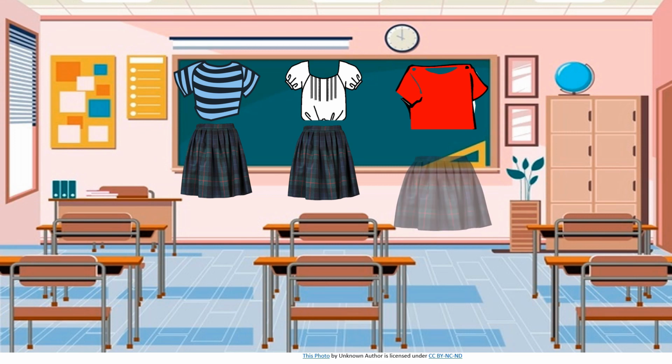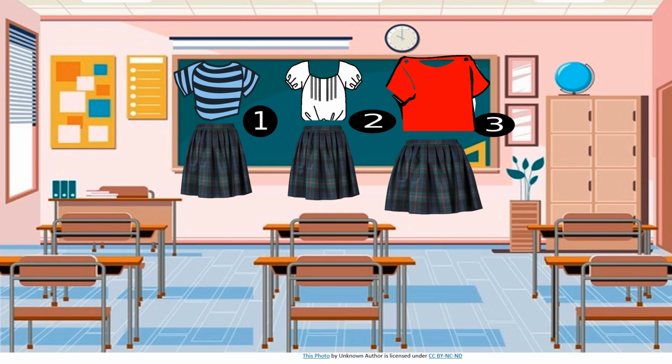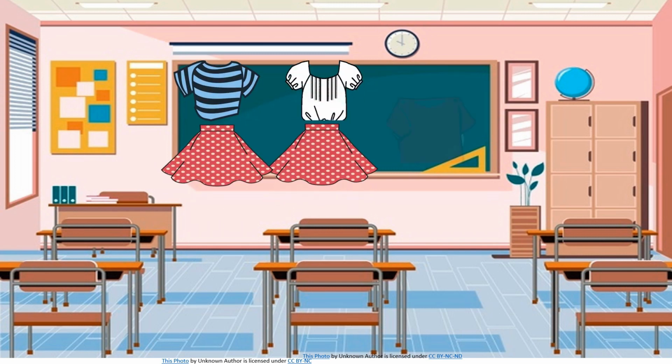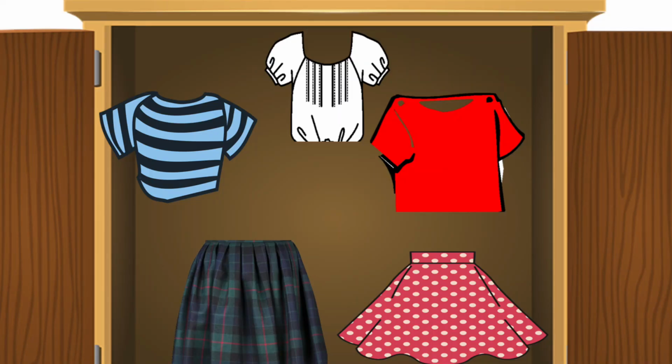So we have here 1, 2, and 3. Or she can also choose a blue stripes blouse and a pink skirt, a white blouse and a pink skirt, a red blouse and a pink skirt. So we have here 4, 5, and 6. Okay class, how many outfits can Anna choose for the party? Correct. Anna has 6 options in choosing an outfit for the party.